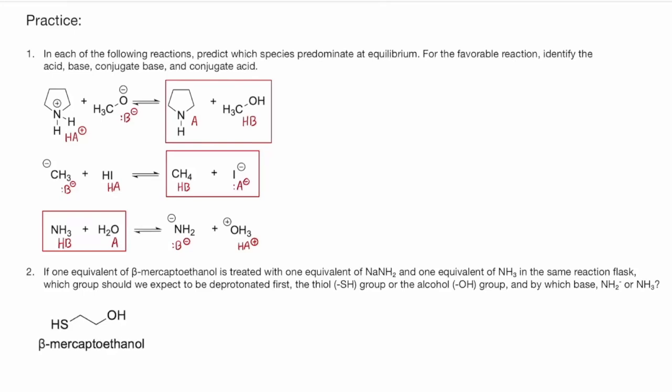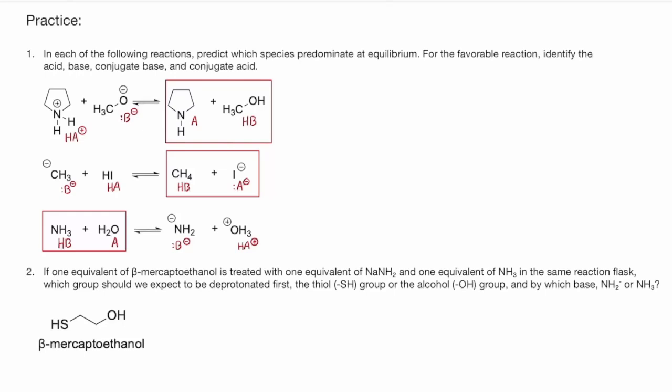One equivalent of beta-mercaptoethanol is treated with one equivalent of NaNH2 and one equivalent of NH3 in the same reaction flask. Which group should we expect to be deprotonated first, the thiol SH group or the alcohol OH group? And by which base, NH2- or NH3? Feel free to pause the video and try this problem on your own first.